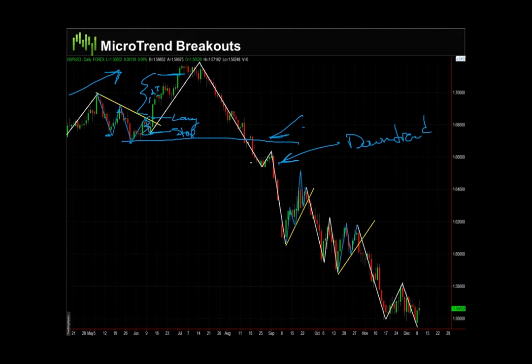Okay, so there's my exit. Just like with these micro downtrends. So overall trend is down. Here's the uptrend. There's our uptrend line. Here's our sell. Let's say in this case we're risking 100 pips again. 300 pips is going to be my target because it's with the trend.